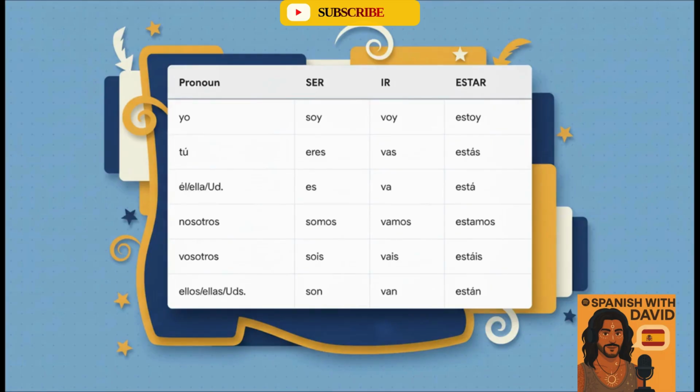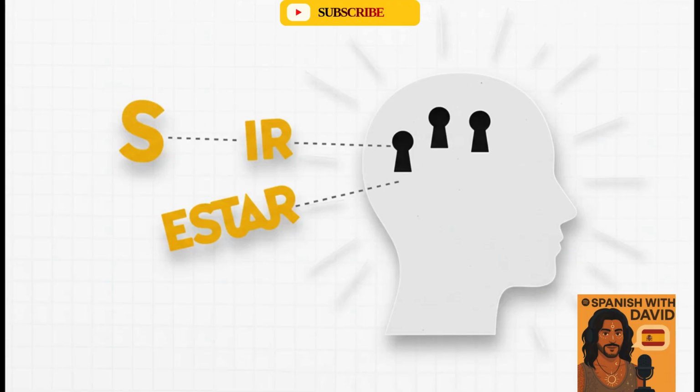I mean, look at ir. The verb starts with an I, but the yo form is voy. Where did that come from? And ser becomes soy, eres, es. There's almost no connection to the original verb. These are the exceptions that really prove the rule we're about to learn. Go ahead, say them out loud with me. Ser, ir, estar. Seriously, locking these three rebels into your memory is the first big step. Once you've got them handled, I promise, everything else gets so much easier.